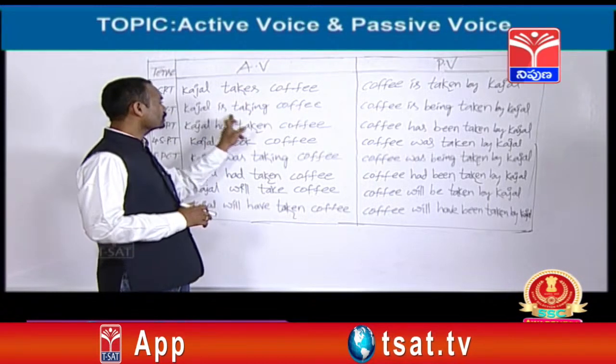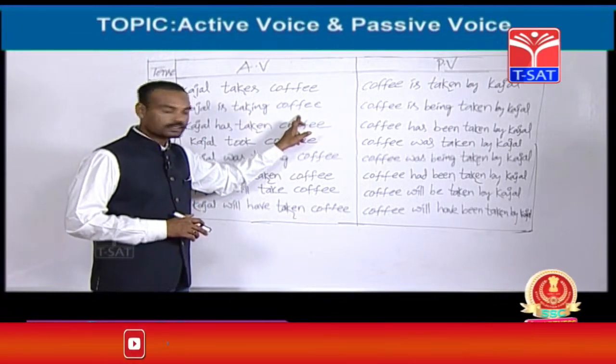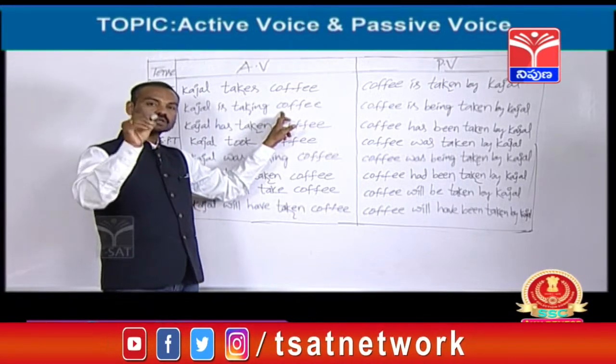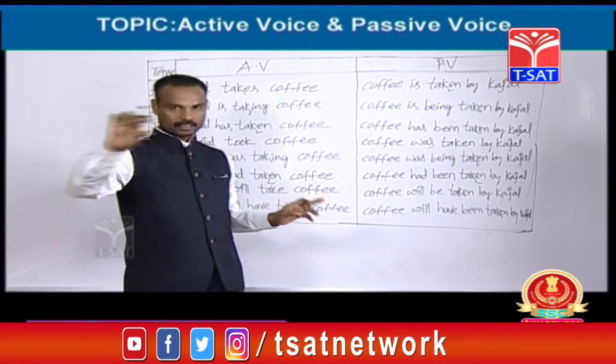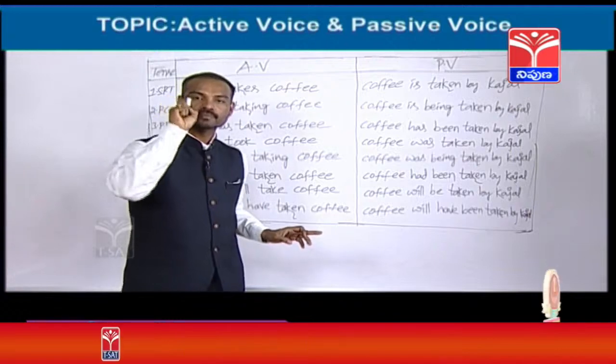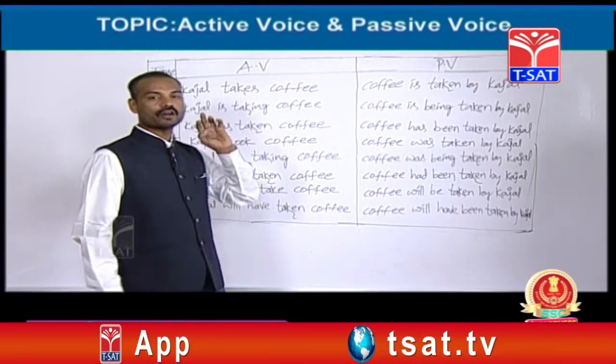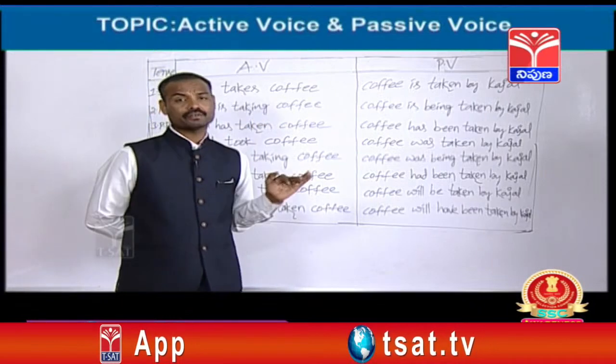Second one. Kajal is taking coffee. See, how can you find out it is present continuous? Whenever you find am, is, are, or the ing form in the sentence, that sentence is in present continuous tense. See, Kajal is taking coffee. This is one active voice.